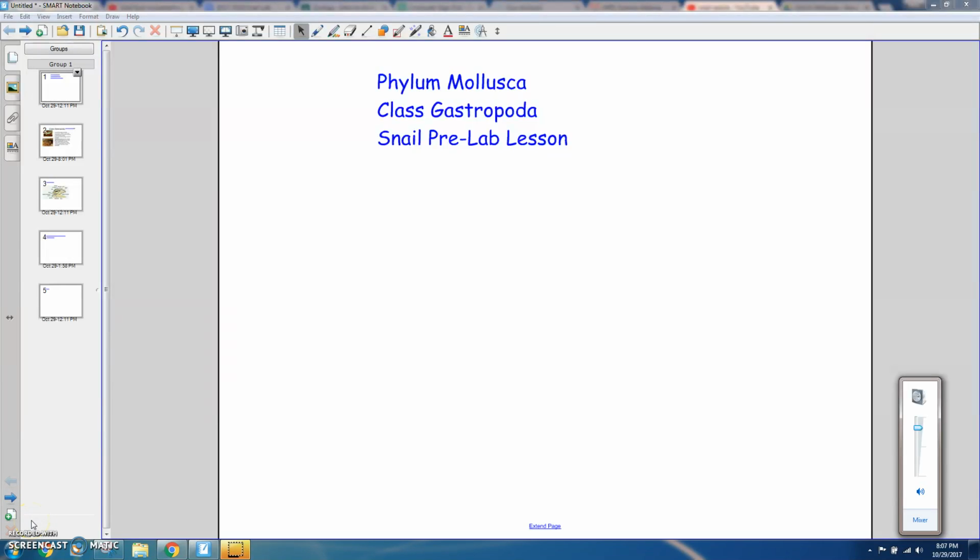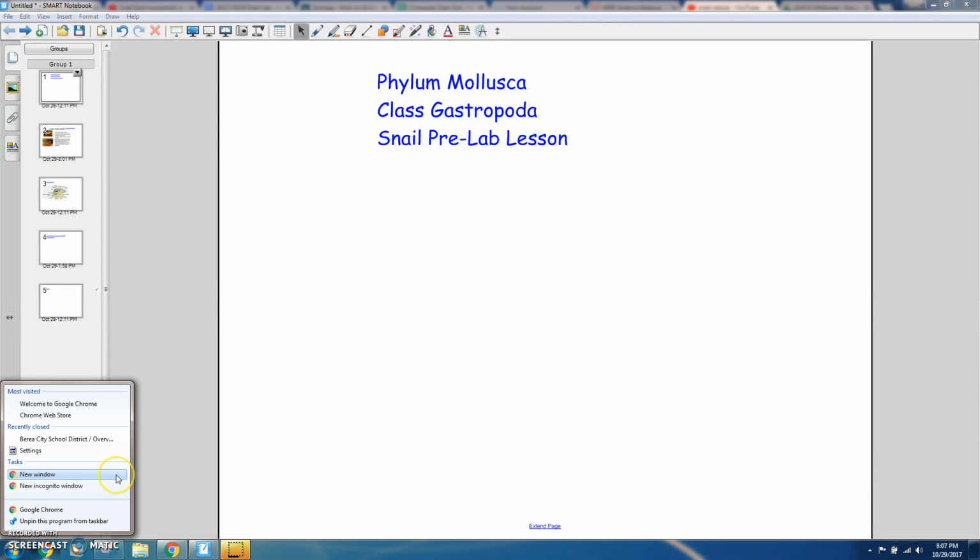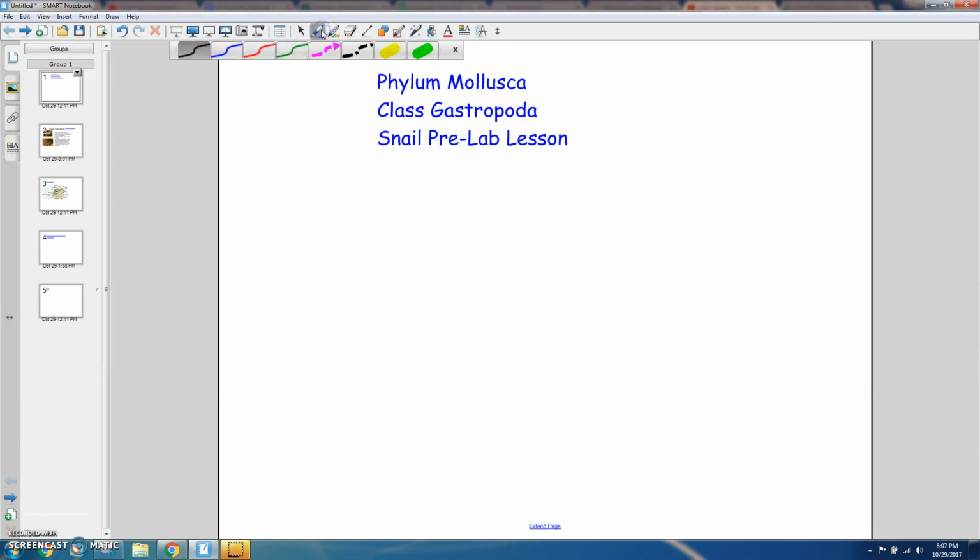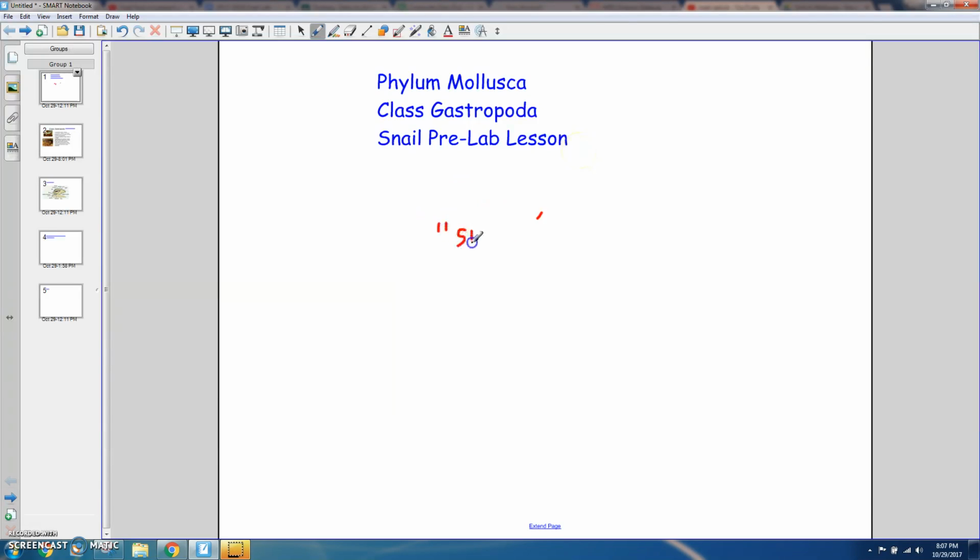Alright, hello class. This is a pre-lab lecture for the invert zoology class, and we are going to be learning a little bit about snails as our representative gastropod. So snails are in the phylum Mollusca, class Gastropoda, and Gastropoda means stomach foot. So gastro means stomach and poda means foot.